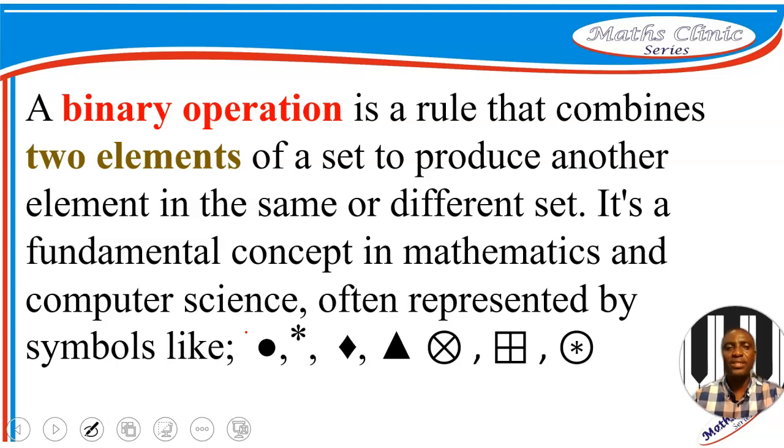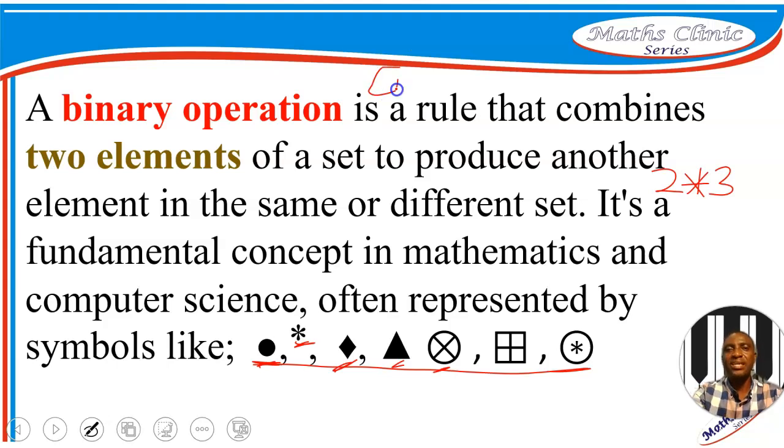Okay, so it is a fundamental concept in mathematics and computer science, often represented by symbols like this, like this, like that. So if I say maybe 2 operation 3, what does that mean? Is it going to be multiplication? Is it going to be addition or subtraction? And here in binary operation, we always define what any of these symbols mean.